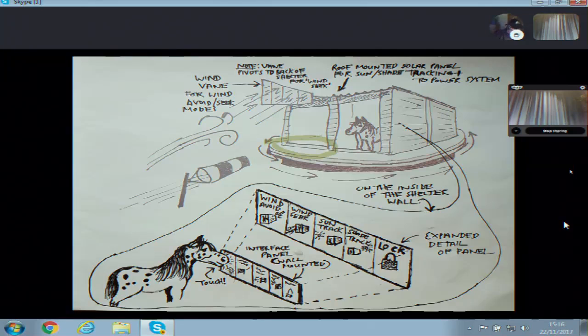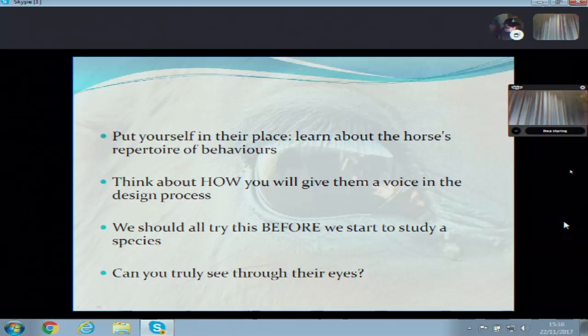The shelter will have five modes: wind avoid, wind seek, sun track, shade track, and lock, controlled by a nose touch interface panel sited inside the shelter. I know no one's ever going to build this, but you know, it might be exactly what the horse really wants. So we've had a quick look at design fictions for horse-computer interactions.